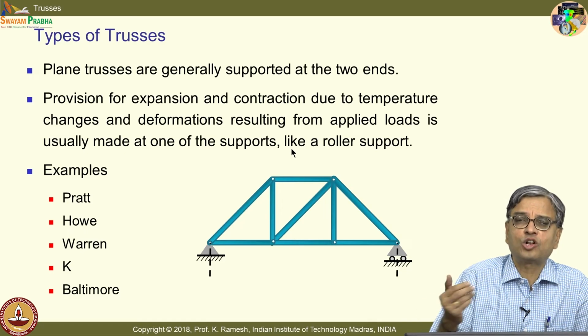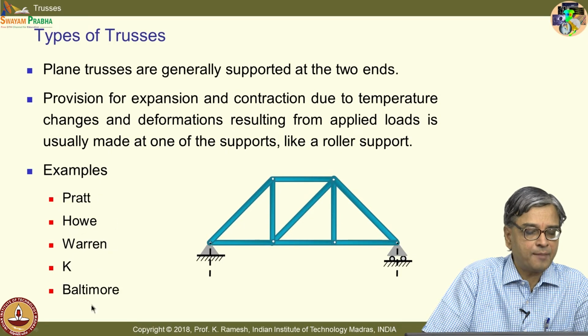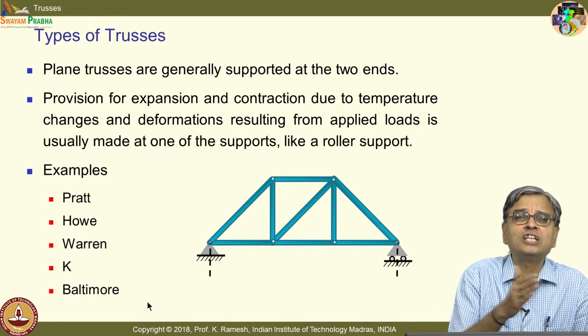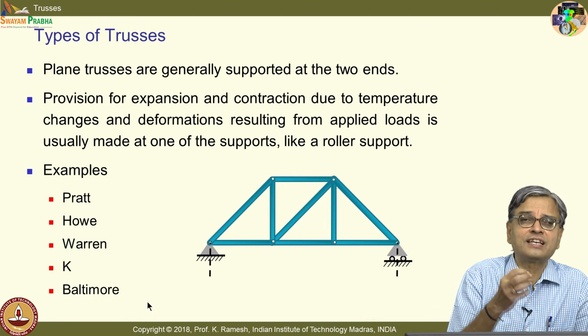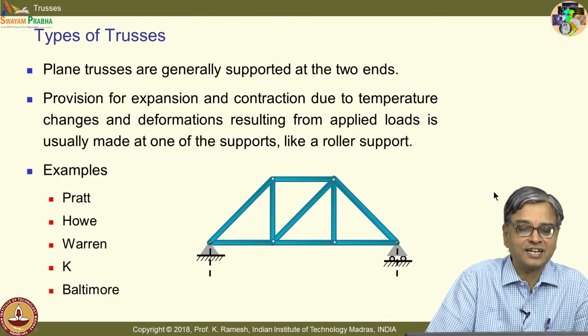And the trusses are also named after several people: Pratt, Howe, Warren, K, Baltimore. There you will see them, a very small change. You know, the Western society always wants to have copyright. Fine. Let us see the two trusses.